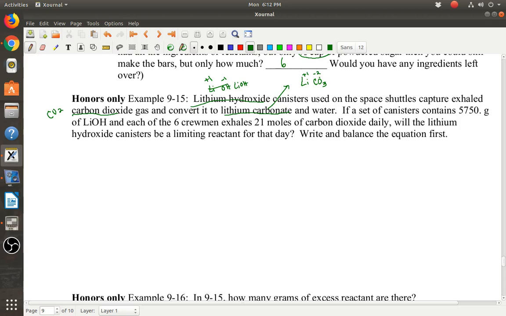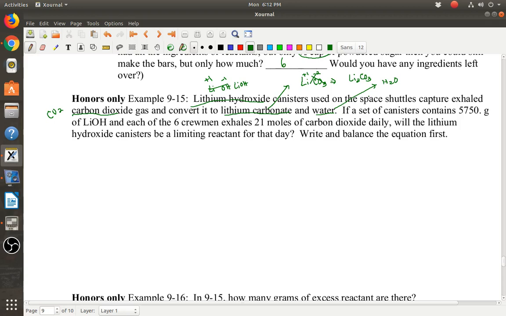Carbonate is a -2 charge, so it's on the polyatomic ion chart. Now you swap and drop, so you end up with Li2CO3. So that's lithium carbonate, okay? And so it converts it to lithium carbonate and water, H2O. Okay, so we have this reaction that's going to happen.